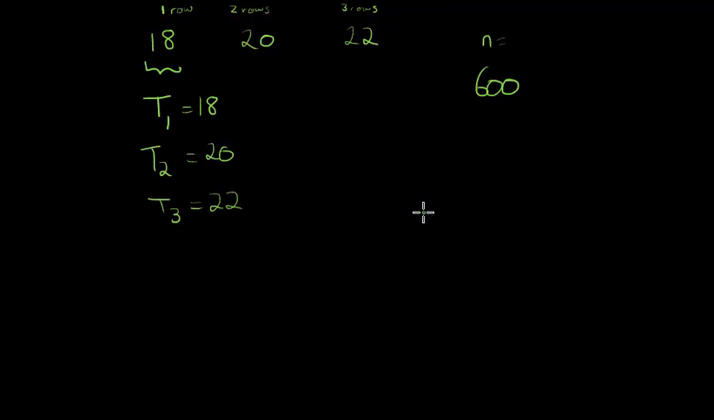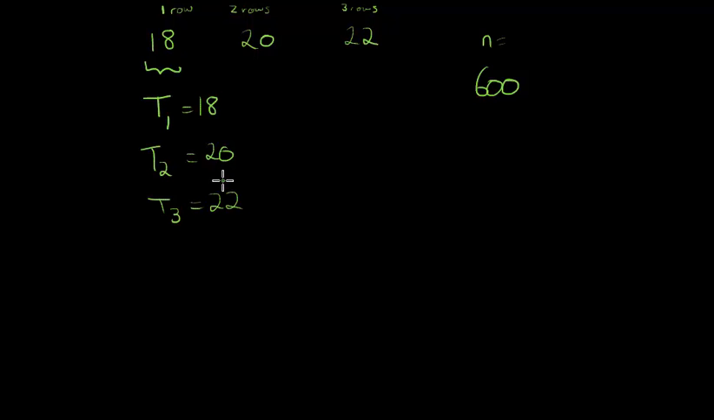T1 equals 18. What is T1? Just explain to me in the story. In the story, it's the first row. The number of seats in the first row is 18. So in order to have at least 600 spectators, you need to have at least 600 seats. Not in a row, in the theater. In total.